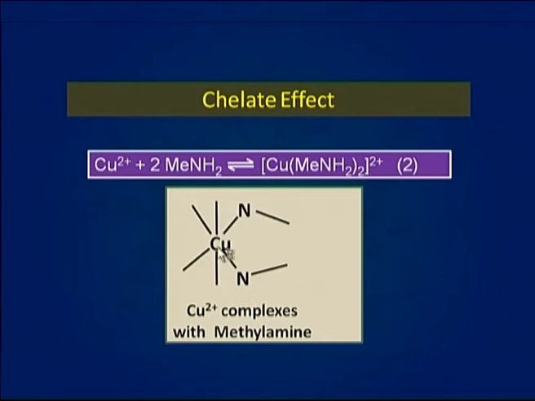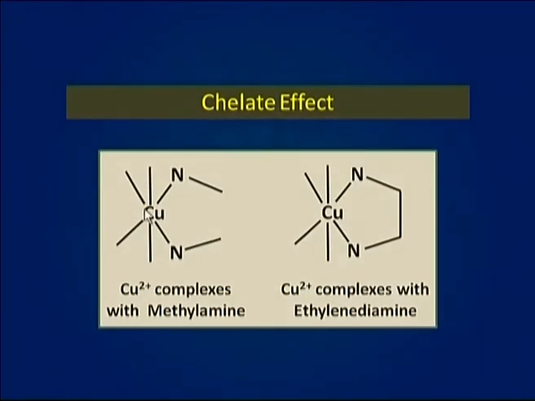nitrogen bonds. As the number of copper nitrogen bonds is the same in chelating ligand and in monodentate ligand, the enthalpy of formation of copper nitrogen bonds is approximately the same in the 2 reactions. Here you can see there are two copper nitrogen bonds when copper 2 plus is attached to two monodentate ligands, and there are two copper nitrogen bonds when copper 2 plus is attached to bidentate ligand ethylene diamine, forming a ring.